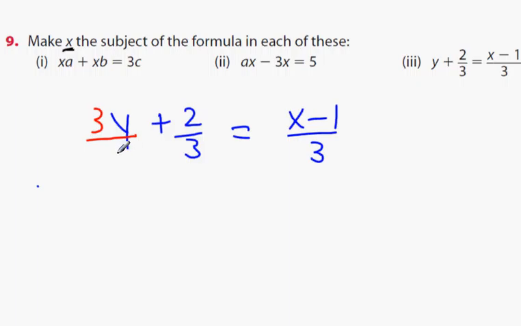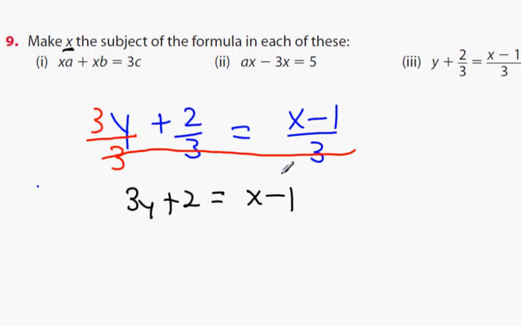Yeah? Oh, sorry. The way I'm doing it here is I'm just giving them all the same denominator. Do you see that? Now what happens to the 3's on the bottom? And what's left? 3y plus 2 equals x minus 1. Bring the 1 over the other side and what's left? 3y equals x. That's it. Right. One more for the road.